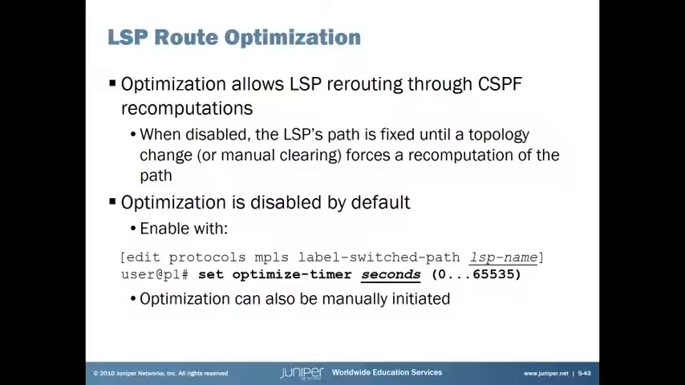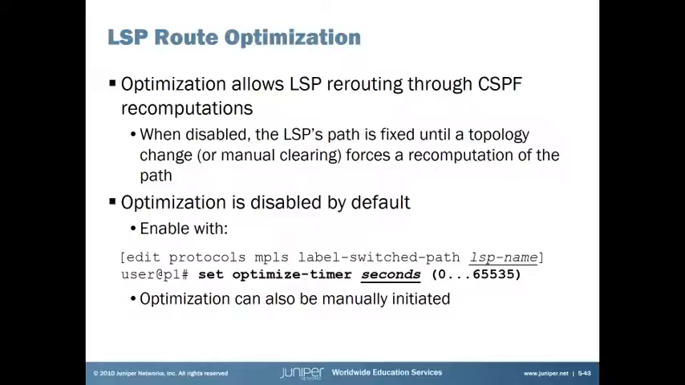So, essentially, over time in the topology there'll be topology changes, new LSPs will be created, perhaps old ones will be removed. So if we disable optimization, which is disabled by default, the LSP's path just remains fixed until there is a manual topology change. Until you actually manually change that LSP, nothing's going to change.